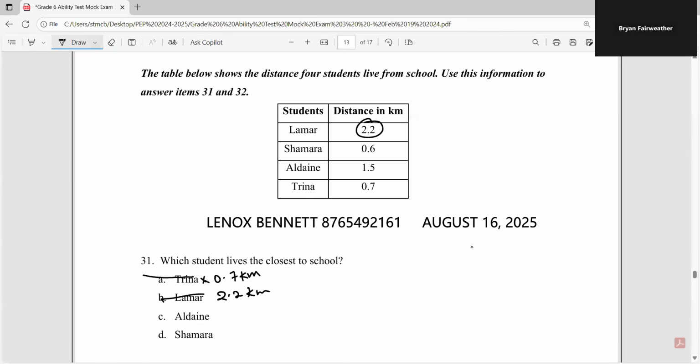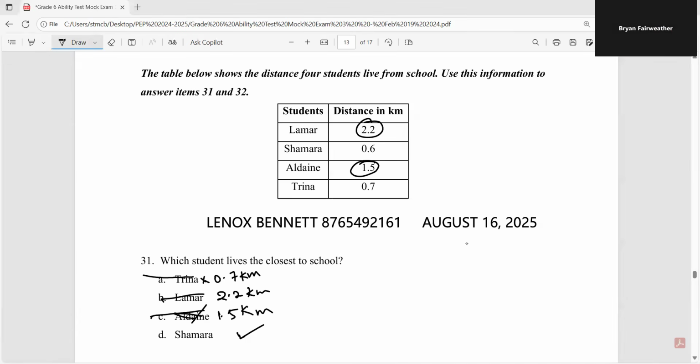Aldine is 1.5 kilometers, which is more than the 0.7 but less than the 2.2 kilometers. So it can't be C. And then it says Samara. It is her because she has the least one, which is 0.6. The lowest one is 0.6.